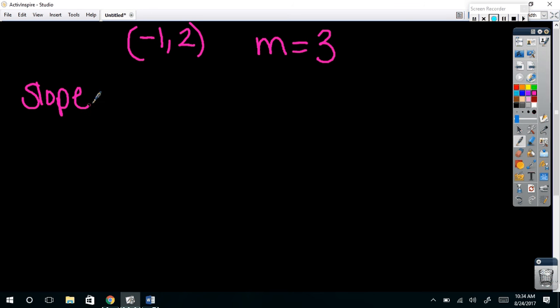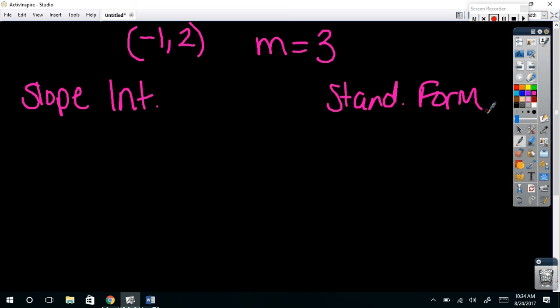But let's say I tell you to give me the equation of a line that goes through this point and has a slope of 3. And I want you to give me the equation in slope-intercept form and standard form.